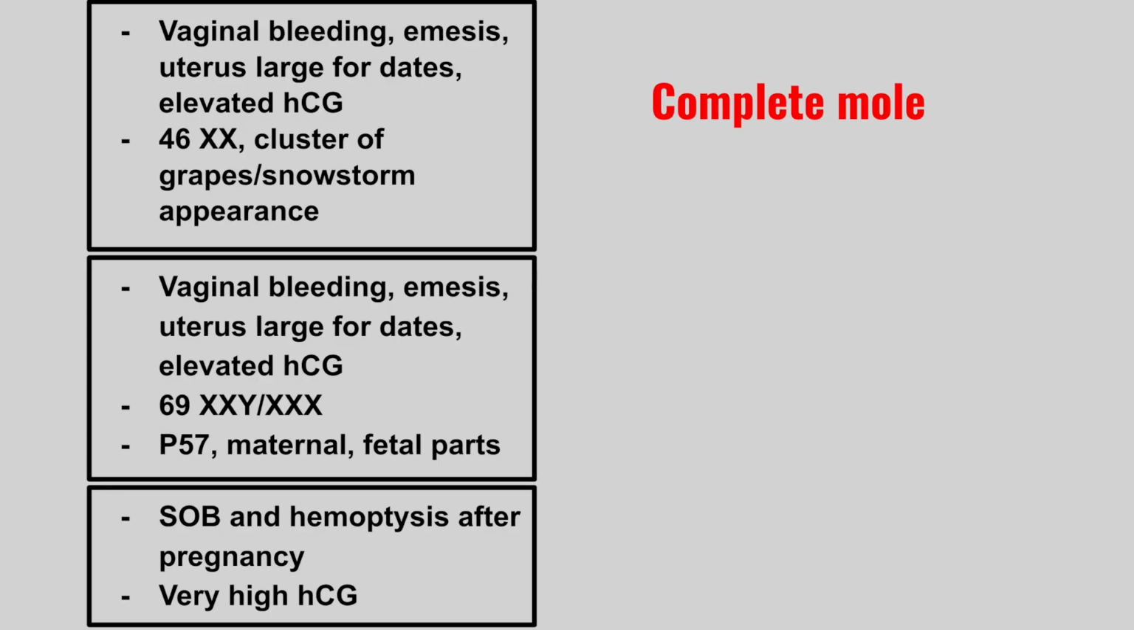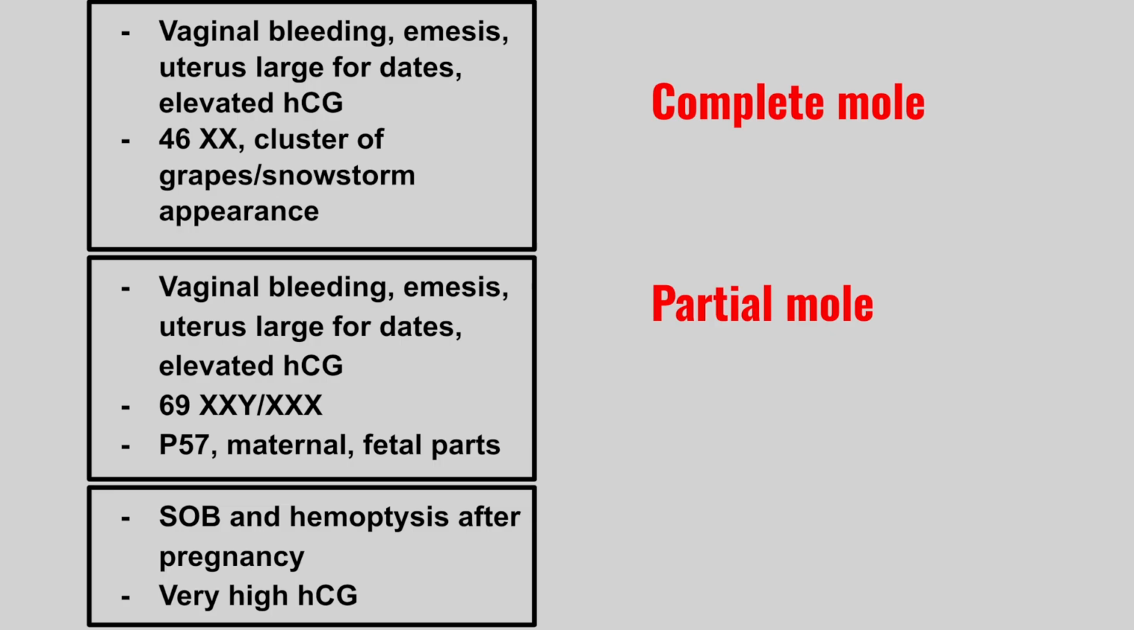The next one is often compared to a complete mole. This time we see vaginal bleeding, emesis, uterus large for dates, elevated HCG. This time we have 69 chromosomes, P57, maternal genetic material, and fetal parts are visible. So this is a partial mole. And I like to remember fetal parts in partial mole.